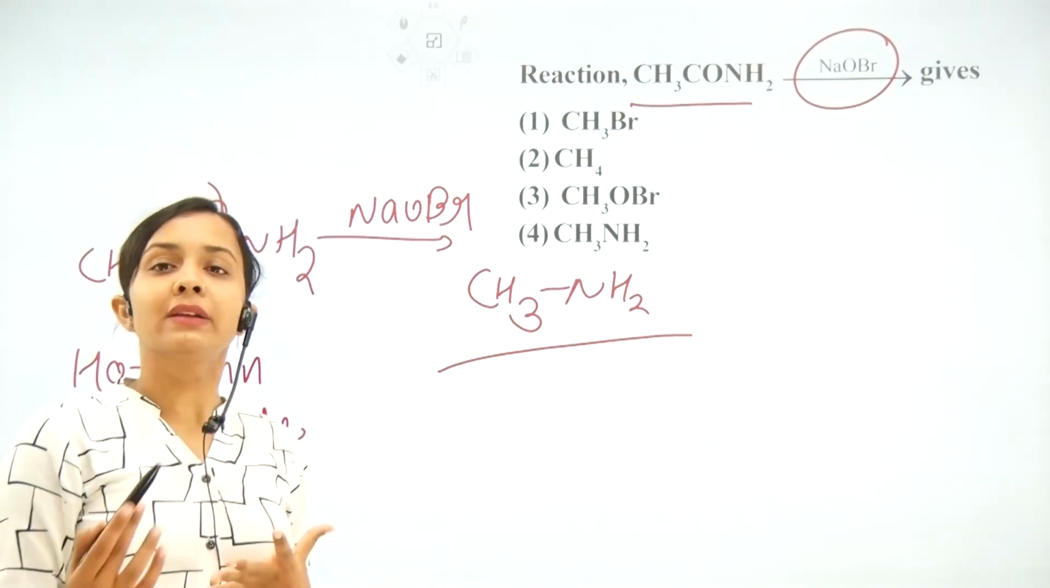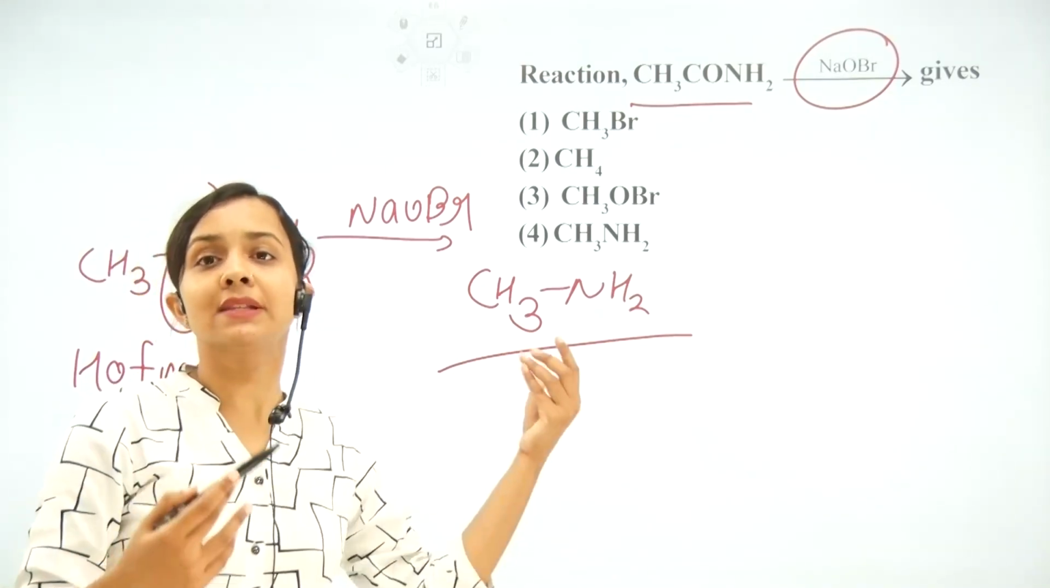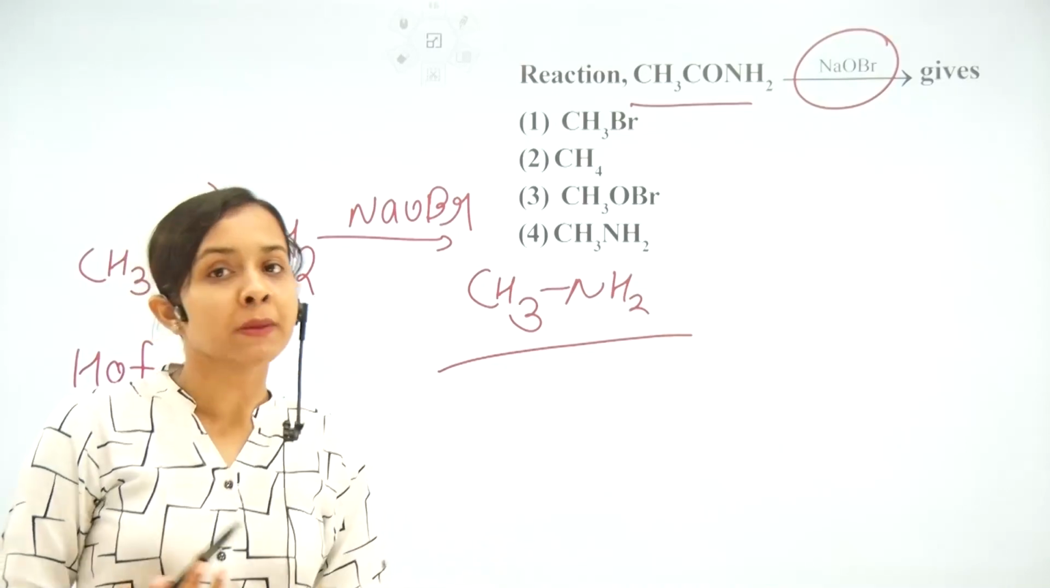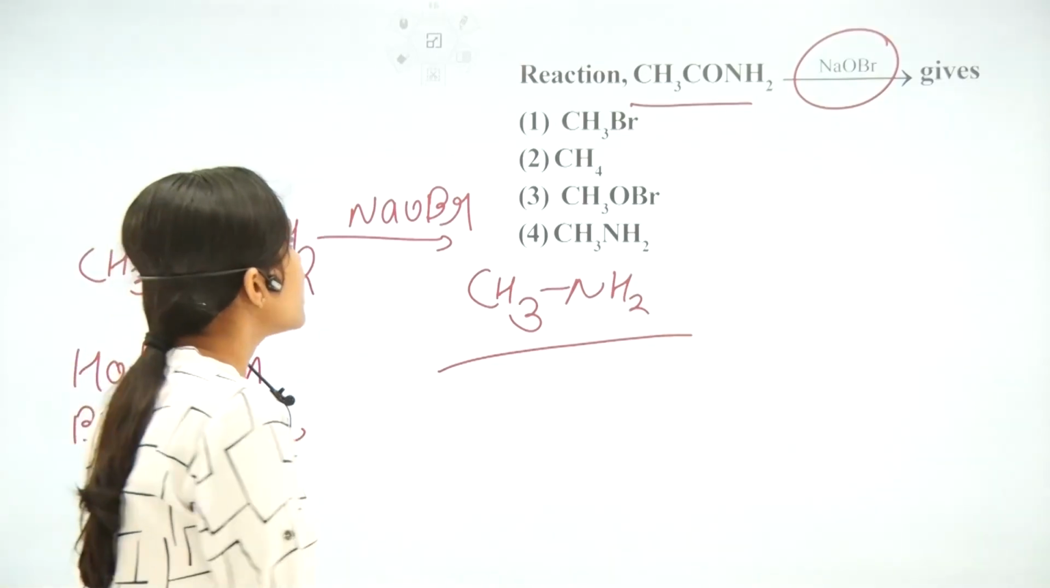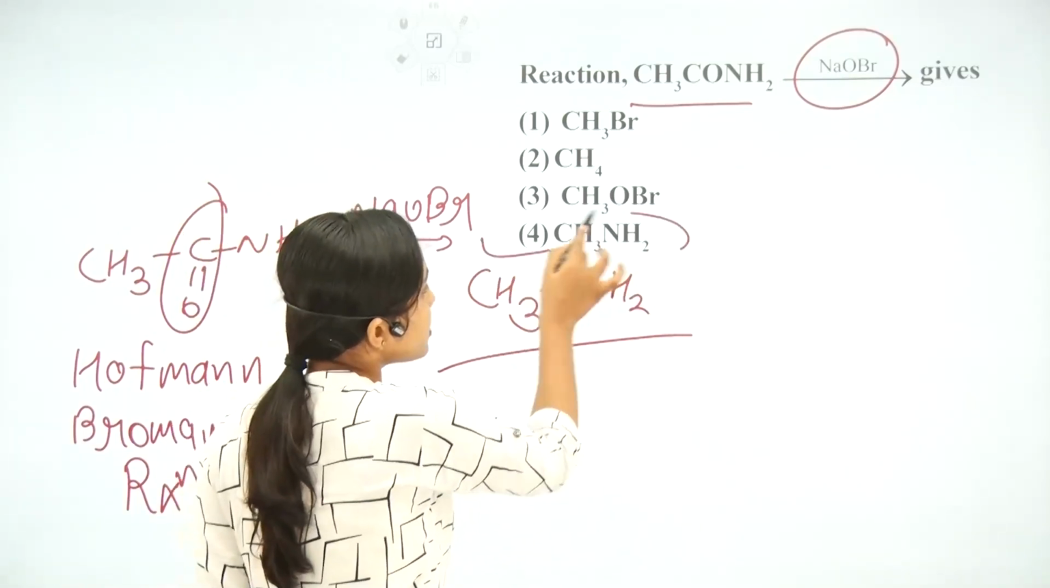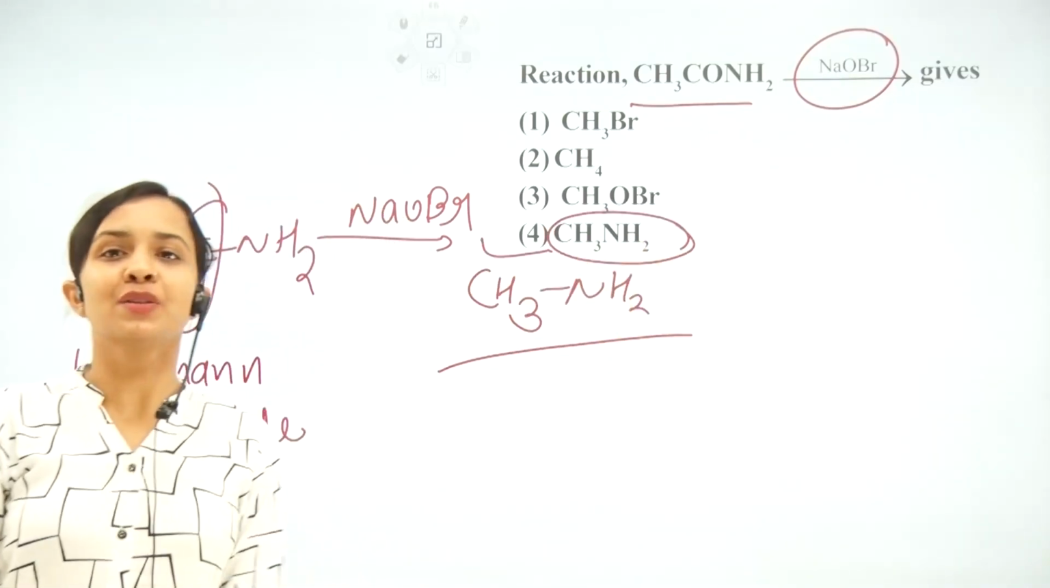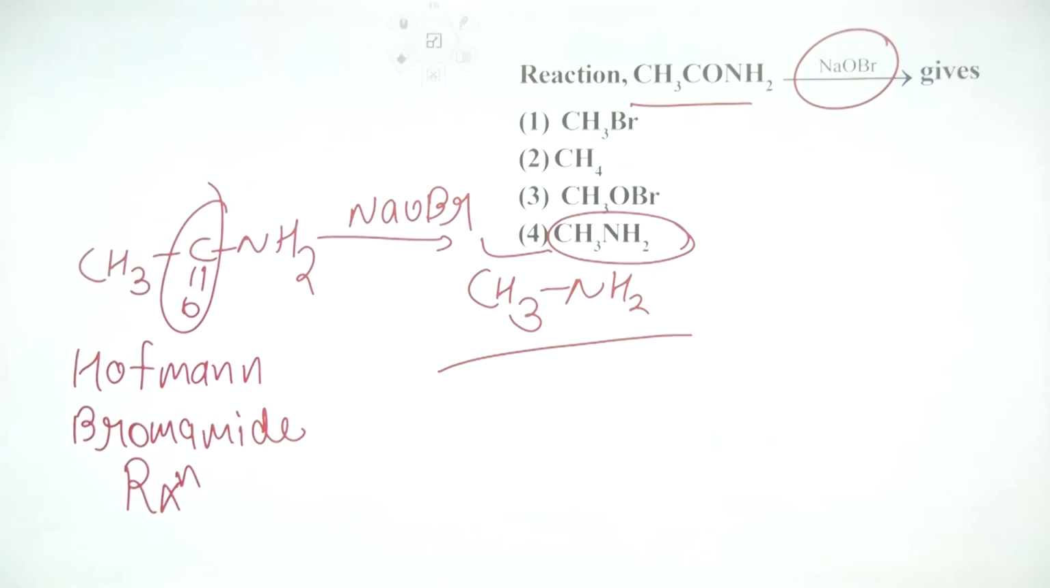This is the Hoffmann-Bromamide reaction. In this reaction, when amide will react with this reagent, then we will obtain primary amine as a final product of this reaction. So here option 4 is the correct answer. CH3NH2 is the final product of this reaction mixture. Thank you.